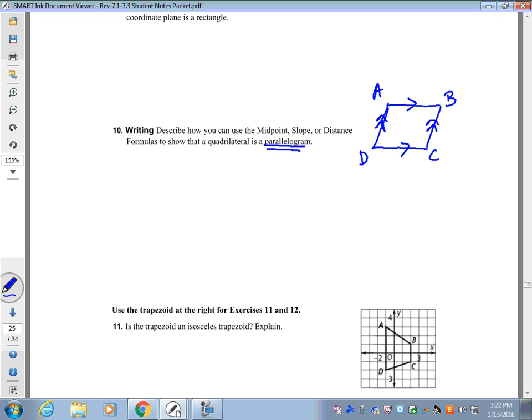All right, so you need to show opposite sides are parallel. But whenever you draw your shapes, make sure you also always draw in your diagonals because you're going to use that. And in a parallelogram, the diagonals intersect and they bisect each other, but they're not congruent.